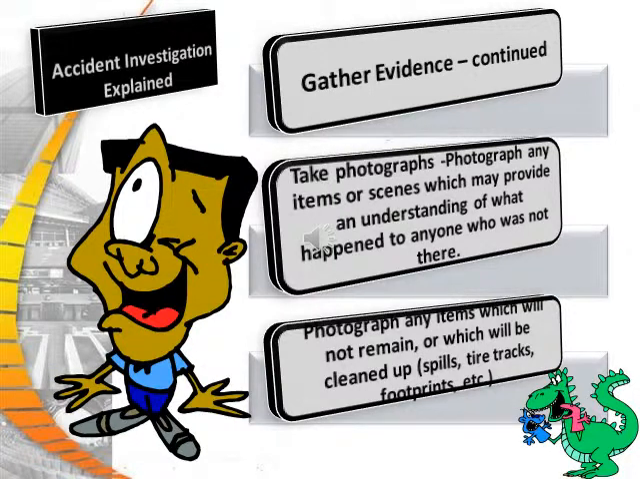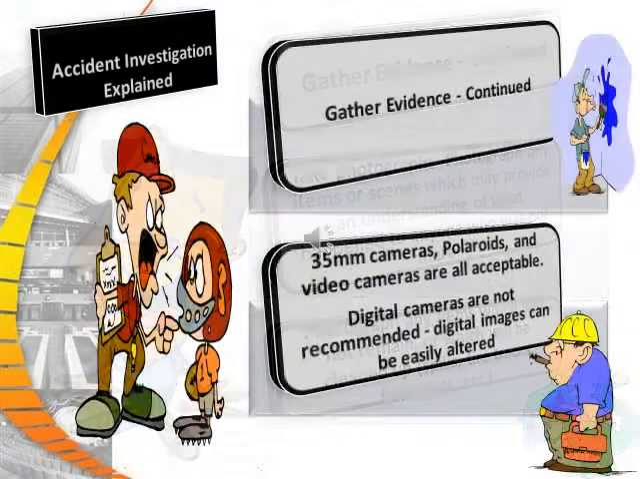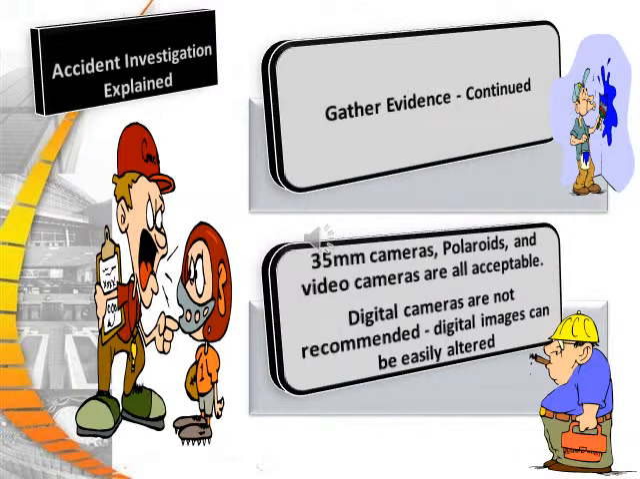When gathering evidence, take photographs. Photograph only those items and scenes which may provide an understanding of what happened to anyone who was not there. Photograph any items which do not remain or which will be cleaned up. Use 35mm cameras, Polaroids, and video cameras. Digital cameras can be used but are not generally recommended since digital images can be easily altered.